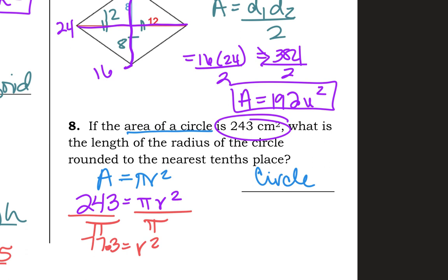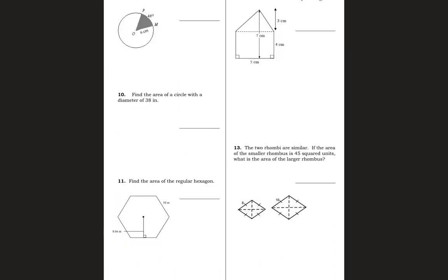All right, reminder, the opposite of squaring is to square root. So we're going to square root 77.3, and the radius comes out to be about 8.8. All right, over to the back side.